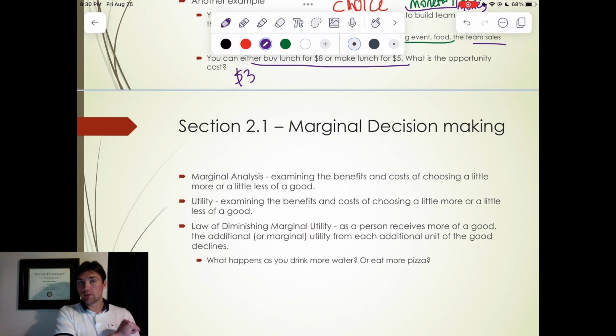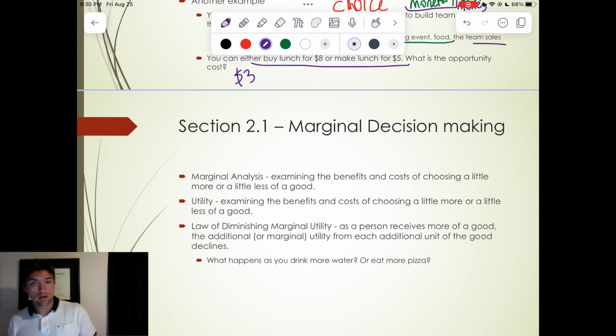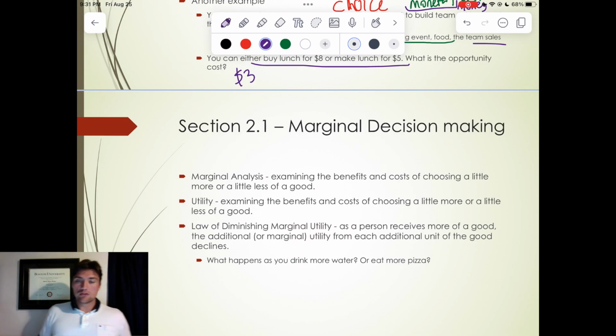Basically, why do you buy an extra soda when you go to Whataburger, right? Like, what is the extra benefit that you're getting out of it? So that's what marginal analysis is: what is that extra thing that you get by doing something? Or what is that extra cost of doing something? So how we're going to measure this is with utility. We can use money, but let's go with utility for a bit.